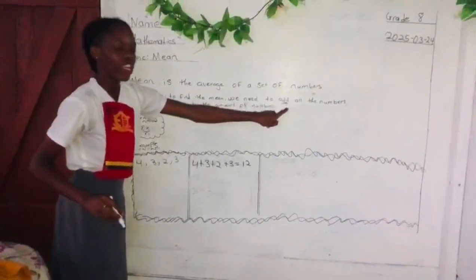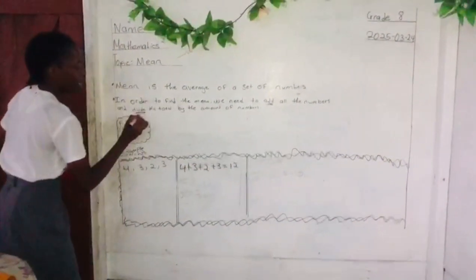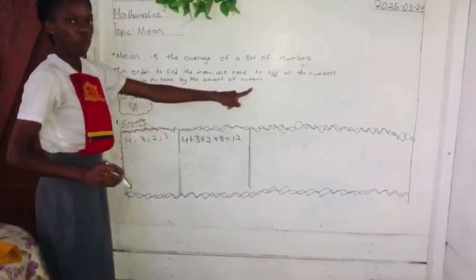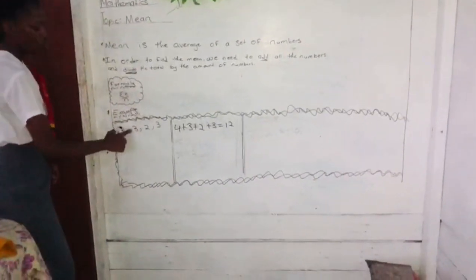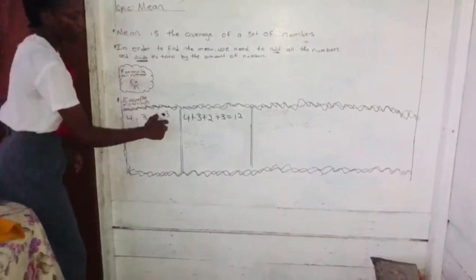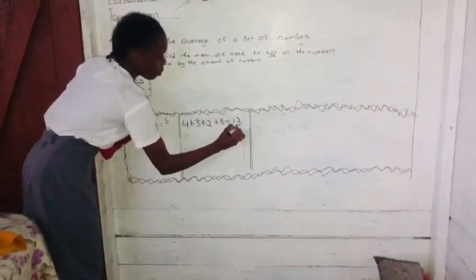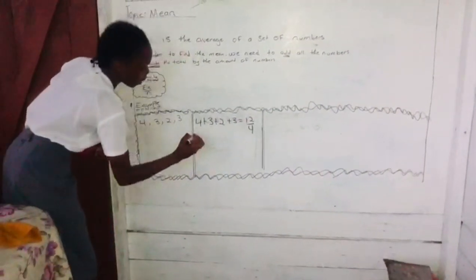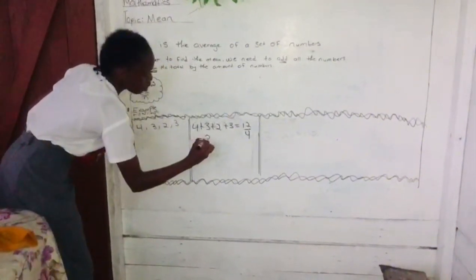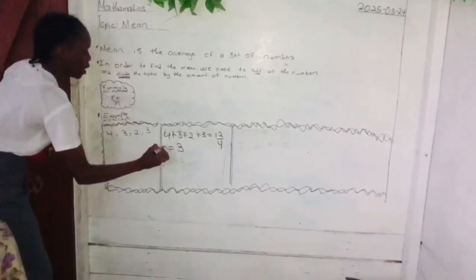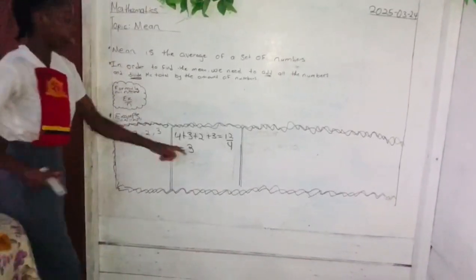But we are not only adding the numbers, we need to divide the number by the amount of numbers. So let us count. We have 1, 2, 3, 4 numbers. So we need to divide this by 4. 12 divided by 4 will give us 3. So our mean is equal to 3.